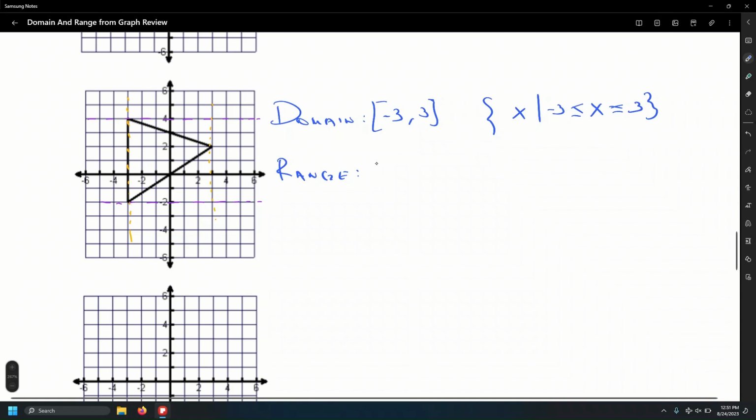The range is going to go between -2 all the way up to 4, and we're using set builder notation. In this case it's not x, it's the variable y this time: the set of y such that y goes between -2 and 4. All we do is put the y in the middle and the inequality symbols with both including the endpoints, because again we have solid points.